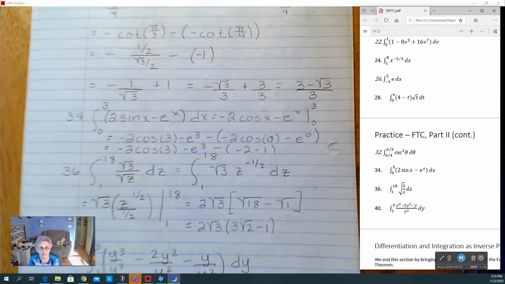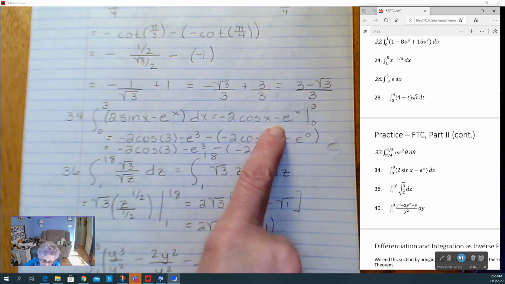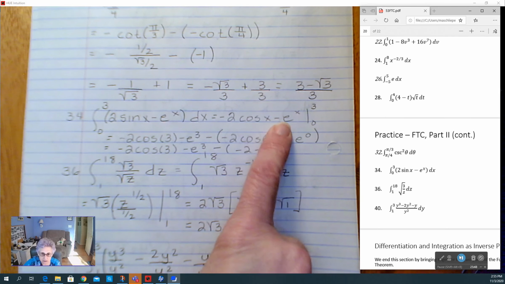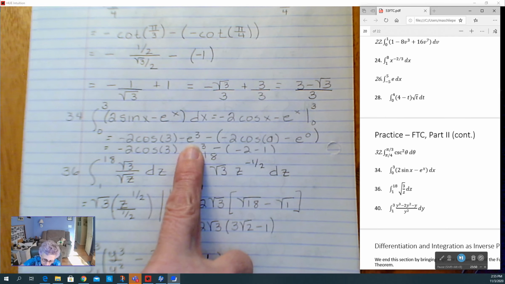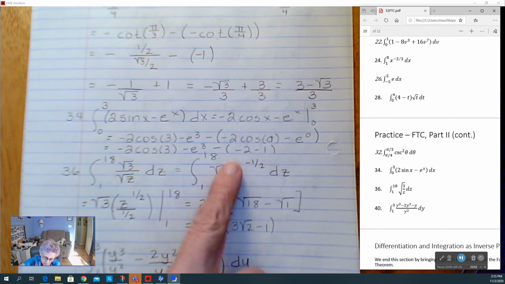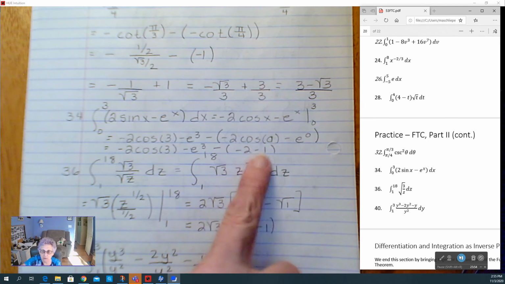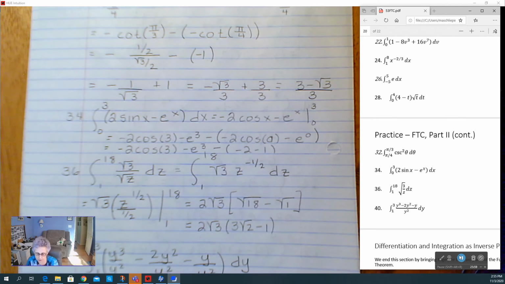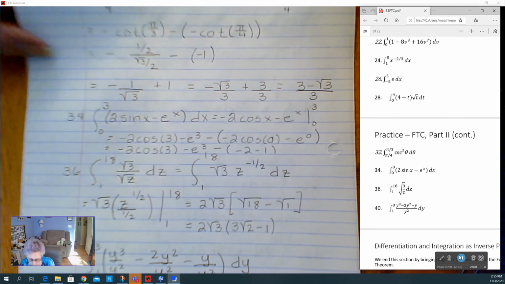Starting with 34, the antiderivative of sine is negative cosine. So we plug in 3. The antiderivative of e to the x is e to the x. So we plug in 3, we plug in 0. And I would actually want you to go ahead and combine that into a 3, but I ran out of room, so I figured you could do the arithmetic.